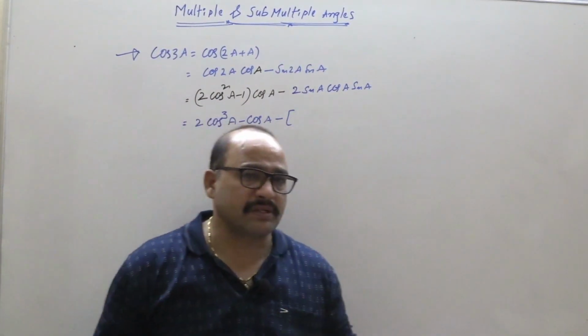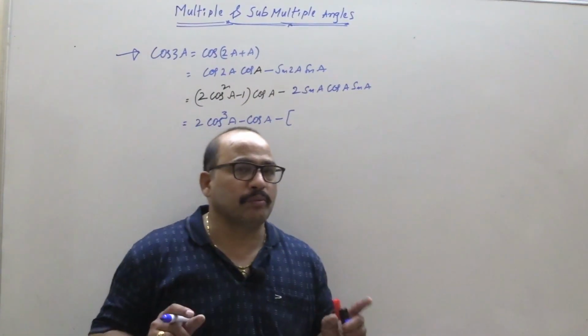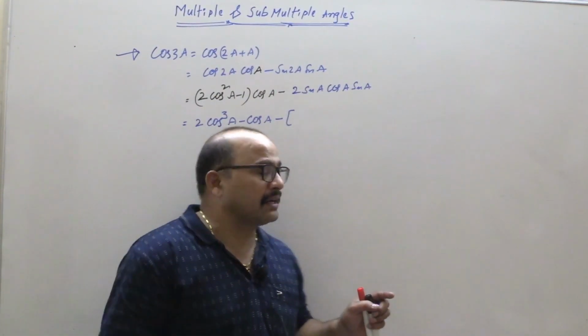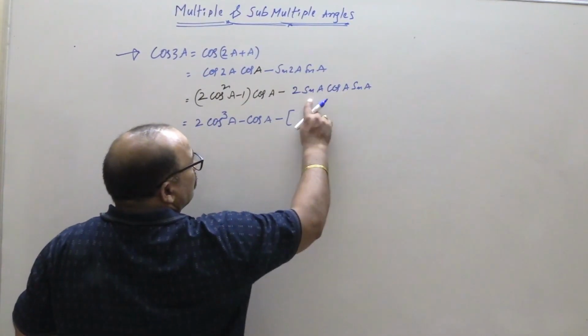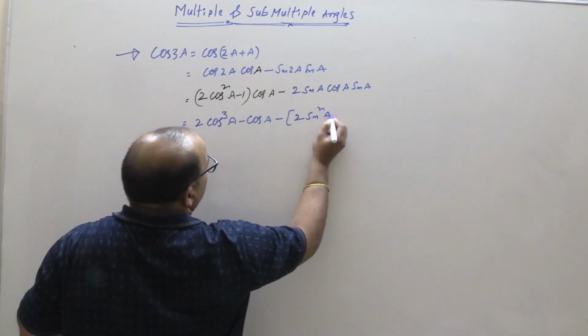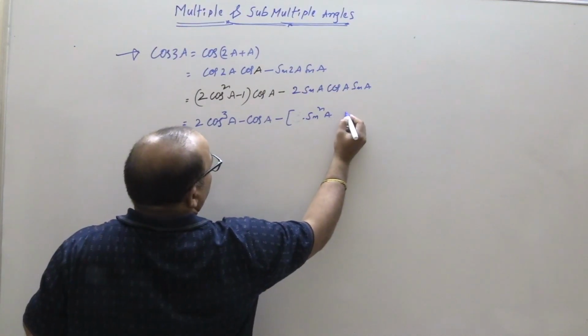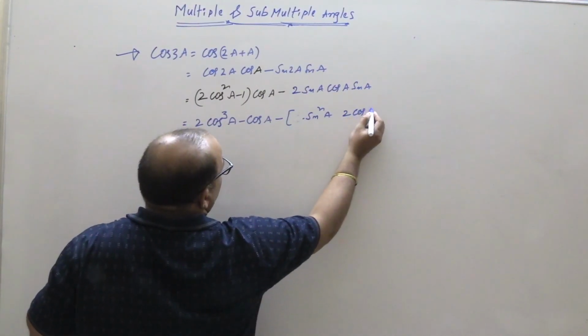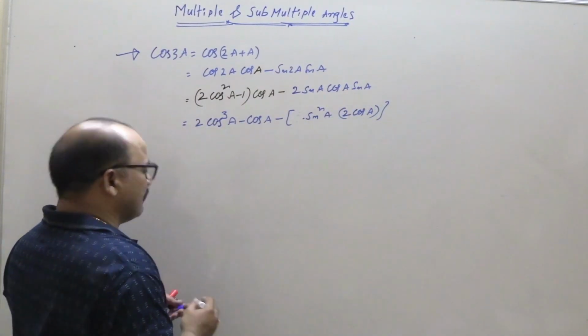I'll have to be careful, students. Minus important, brackets important, into brackets when minus is there. Attention. Listen carefully. 2 sin square a, sin a, sin square a, 2 cos a. I am going to write sin a into sin square a.